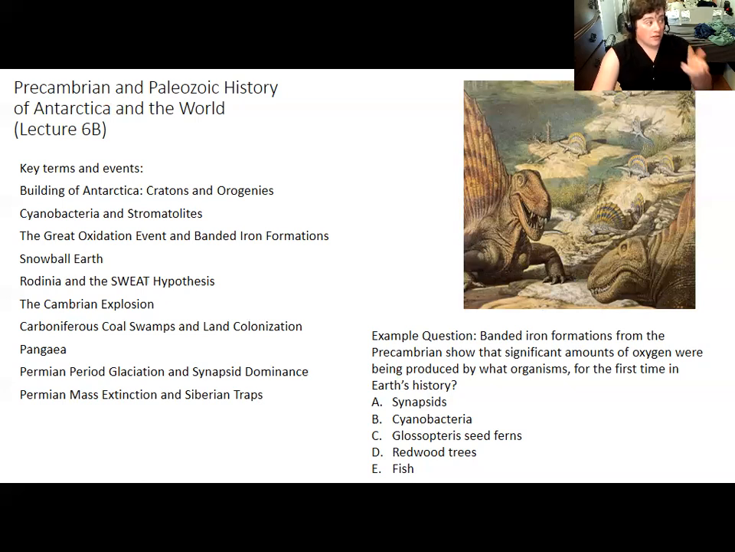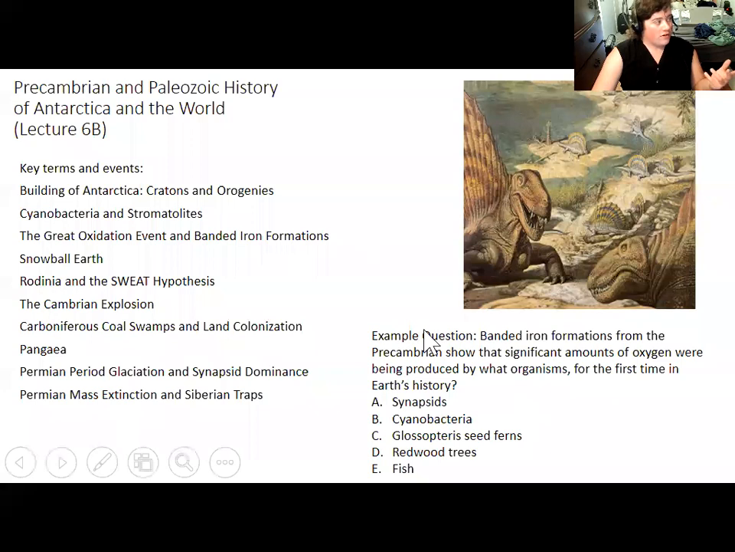The synapsids really declined, even though they did not completely go away, as evidenced by the fact that we are technically synapsids and mammals did evolve. They just ceased to be the dominant life form for the period after this. But marine life was really drastically affected by this.